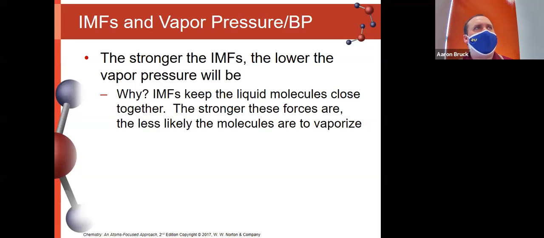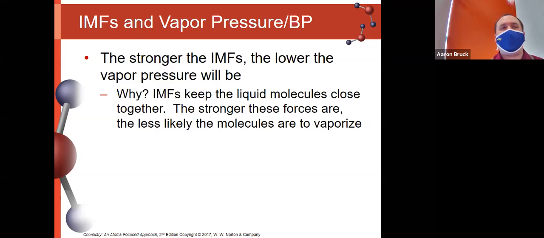So let's start to summarize this. We know that the stronger the intermolecular forces are, the lower the vapor pressure is going to be. Primary reason, intermolecular forces are keeping the molecules close together. The stronger the forces are, the more compacted those molecules are going to be to each other, the more difficult it's going to be to vaporize them.